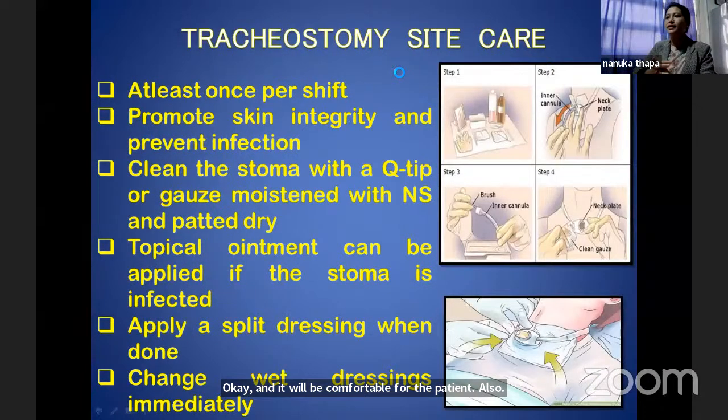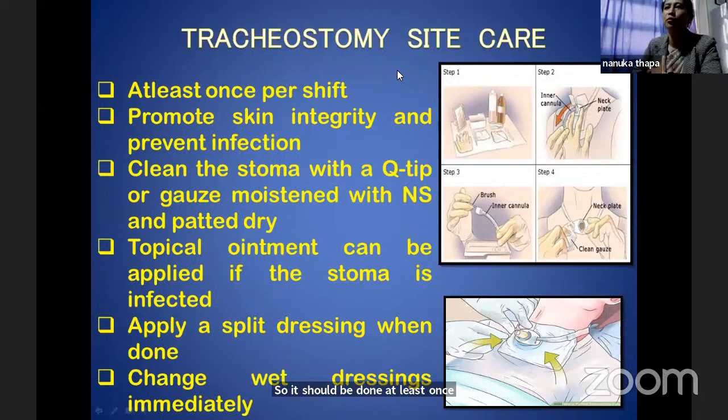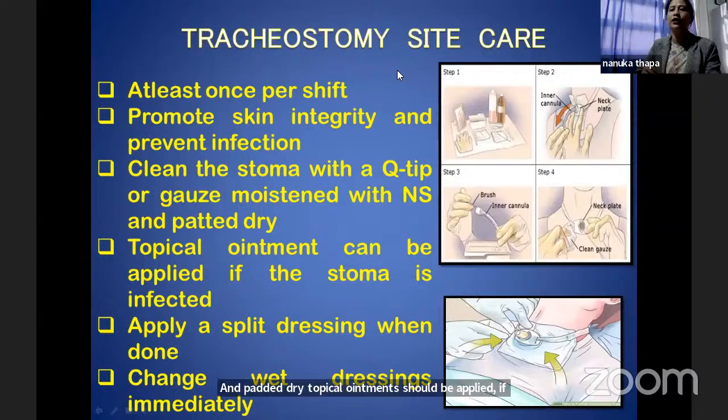So tracheostomy site care should be done at least once per shift, and it promotes skin integrity and prevents infection. We have to clean the stoma with a Q-tip or gauze moistened with NS, and pat it dry. Topical ointment should be applied only if the stoma is infected, and it should also be prescribed by the doctor, okay? Then apply a split dressing.